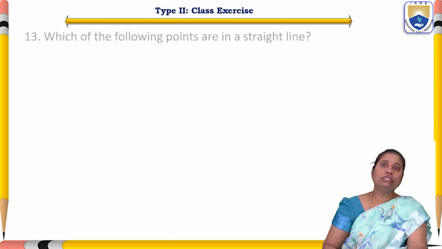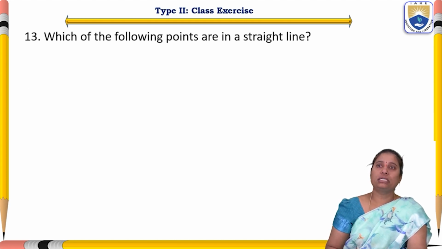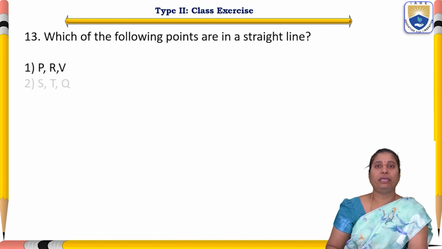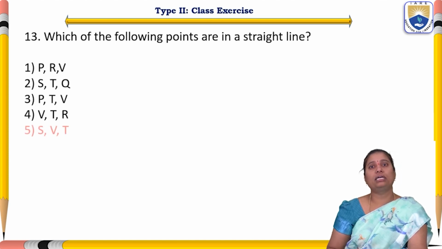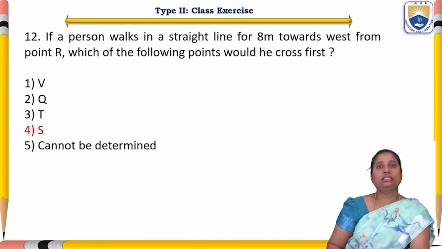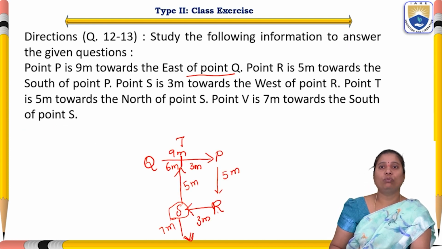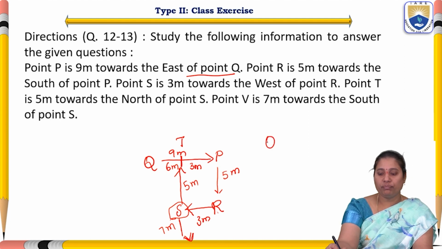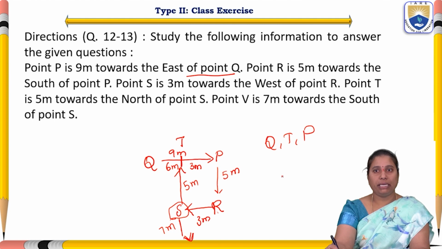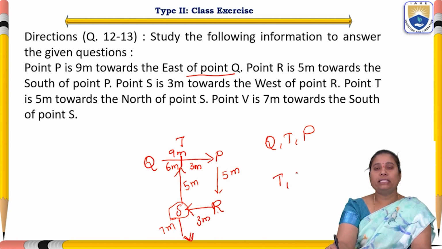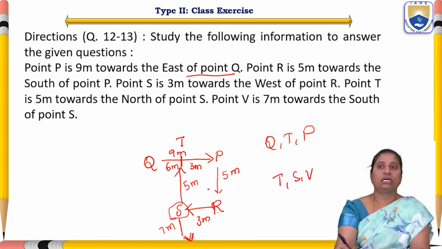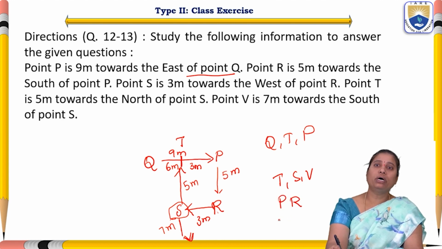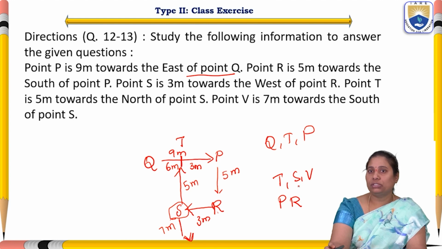And the 13th question: which of the following points are in a straight line, meaning PQ, PRV, STQ, PTV, VTR and SVT. So let us see this one in a straight line. Who are there means, first of all, Q, T, P are there. At the same time, T, S, V are also there. And at the same time, P, R is also there. Any of these combinations is correct.